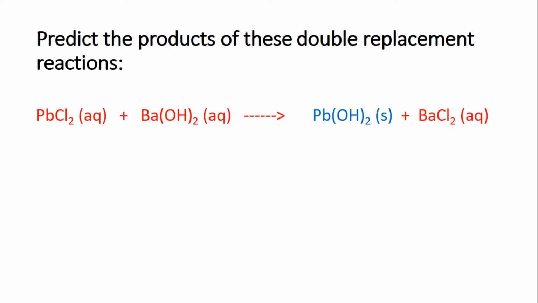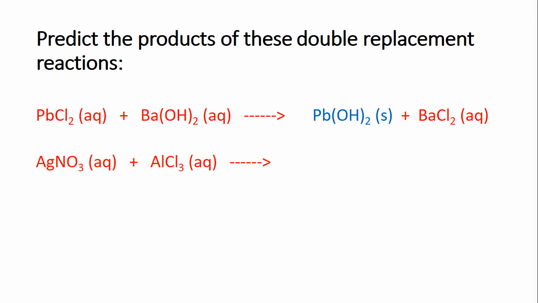The two products that would form would be called lead(II) hydroxide and barium chloride. You may notice that one of them is shown in blue. The reason for that is because using the solubility chart, you should be able to figure out that lead(II) hydroxide is insoluble in water. In other words, the lead(II) hydroxide is the precipitate in this double replacement reaction. The barium chloride dissolves in water. It is soluble. For its state of matter, we write AQ for aqueous.